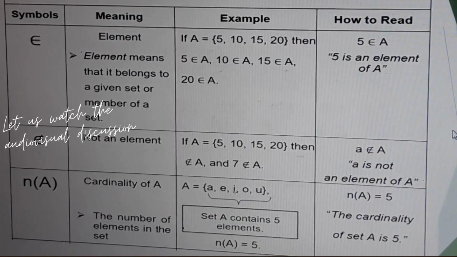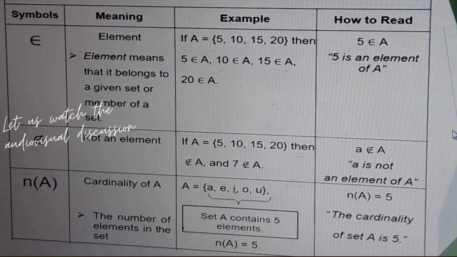Okay, we'll continue. We are now on the notations and symbols. If you see a bold capital letter E, that means the element belongs to the given set, or is a member of the set. For example, if set A is composed of 5, 10, 15, 20, then 5 is an element of A, and 10, 15, and 20 as well. That is how we portray the idea of the symbol of the element.